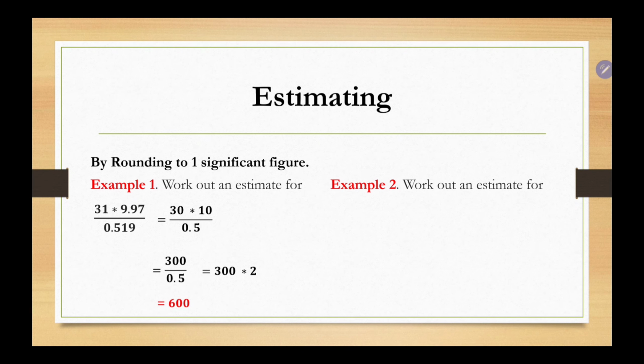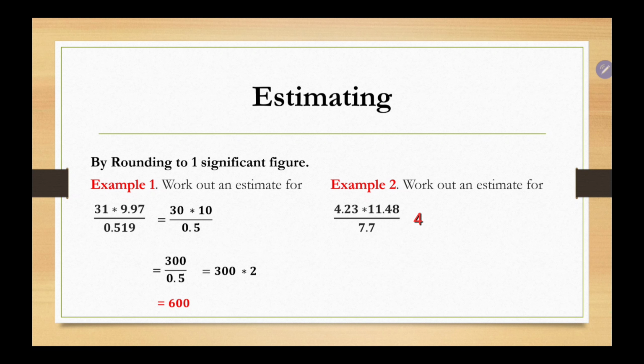Example number 2. Work out an estimate for 4.23 times 11.48 divided by 7.7. Okay, so again, rounding these numbers to one significant figure. Well, the 4.23 is just going to be 4 since the 2 is less than 5.